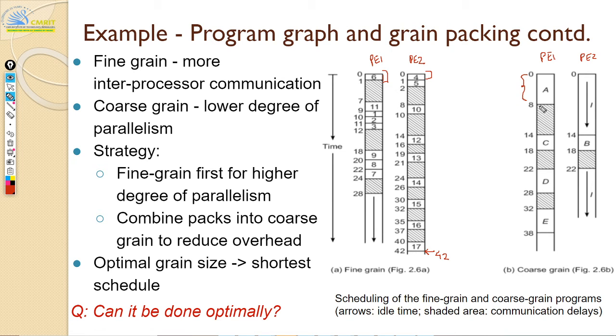So in spite of that, even though it is coarser granular, you can actually achieve a better result. You're just taking 38 clock cycles. So this one, you've actually packed it. You've done your grain packing here, and then once you schedule it, you can finish it in a lesser number of cycles. All these I's are your idle time, and the shaded areas are the delays. You have to wait, dependencies, right?